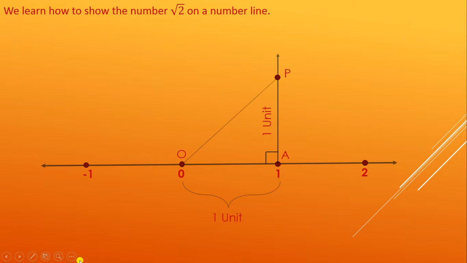Then take the distance OP in the compass, place the pointer of the compass on point O, and draw an arc from point P to the number line. The intersection point of this arc and the number line is point Q, and point Q represents the number square root of 2.